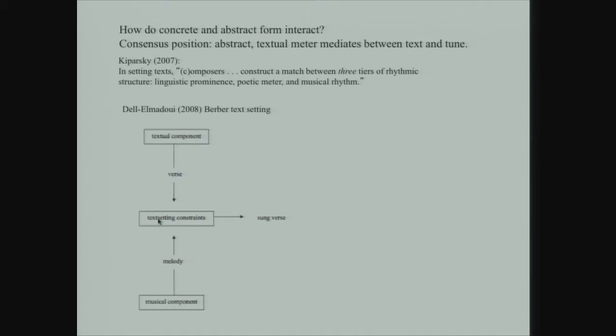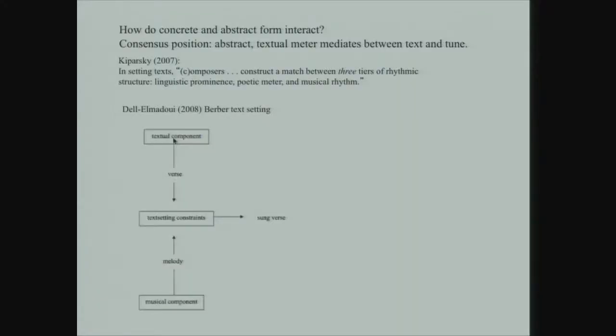Which means, basically, what Paul is saying above, that you need a metrical parsing of the text prior to the text setting constraints. Okay, the melody goes in on one side, the text, you get an output, and if you get an output, it's a sung verse.